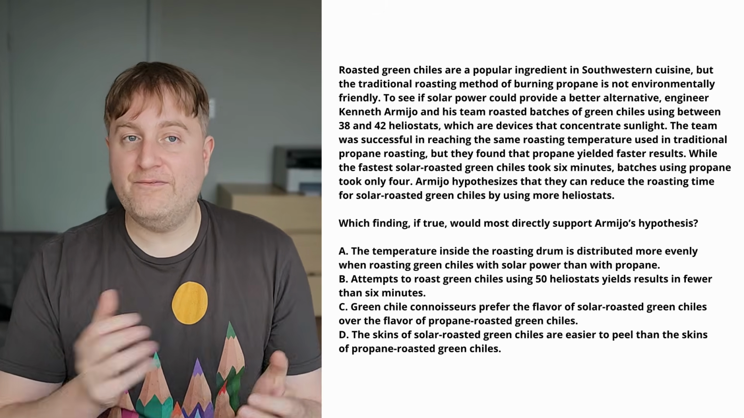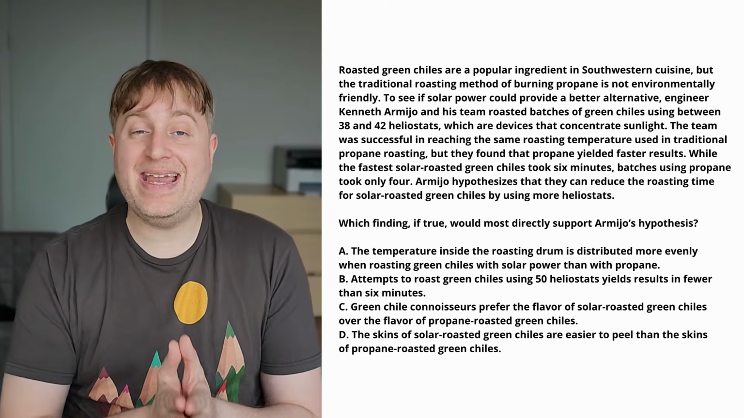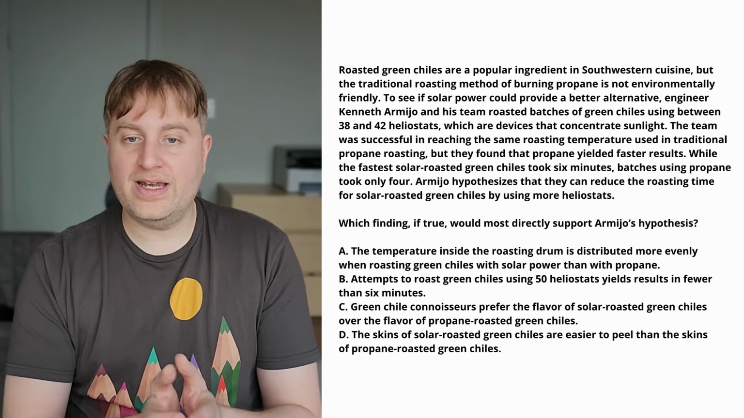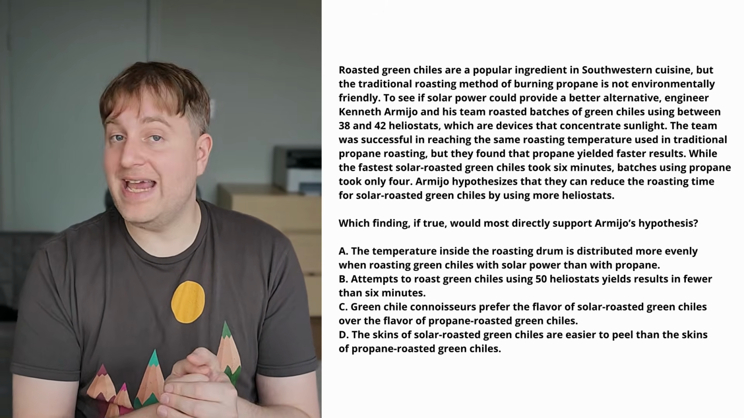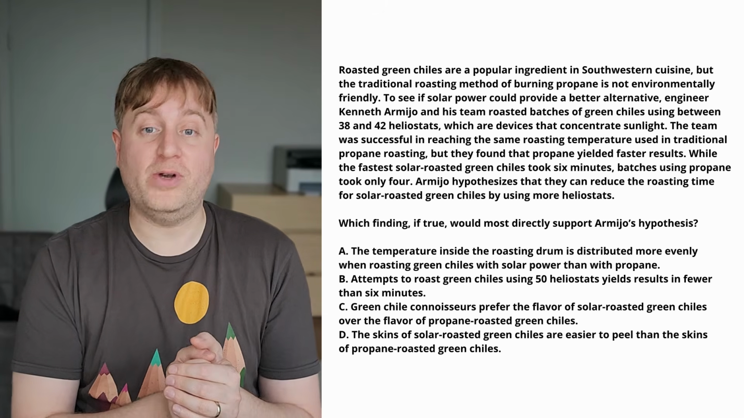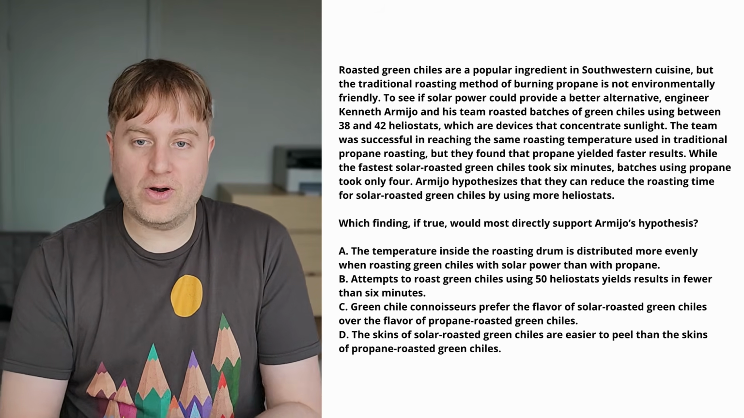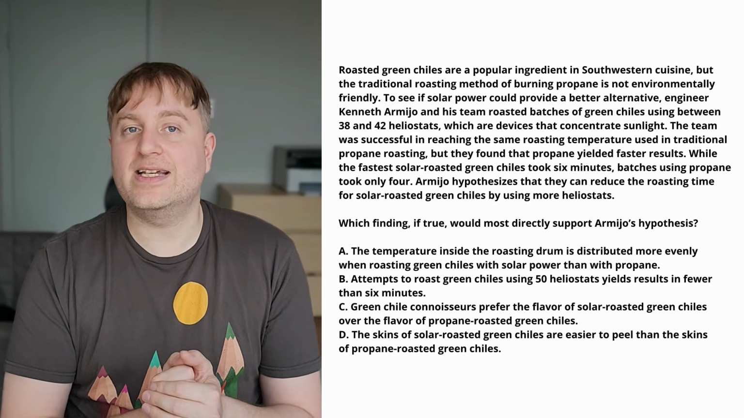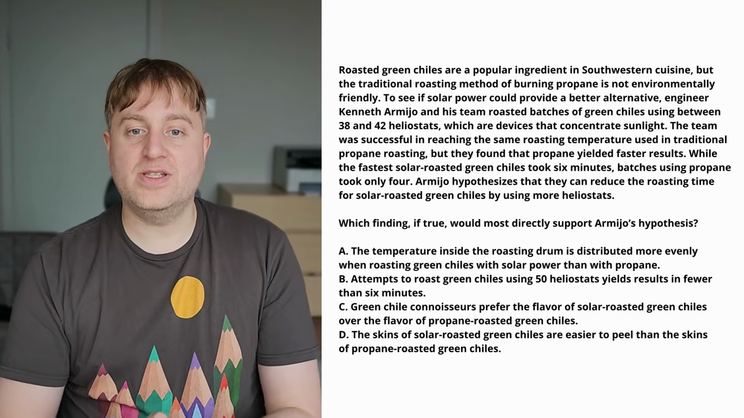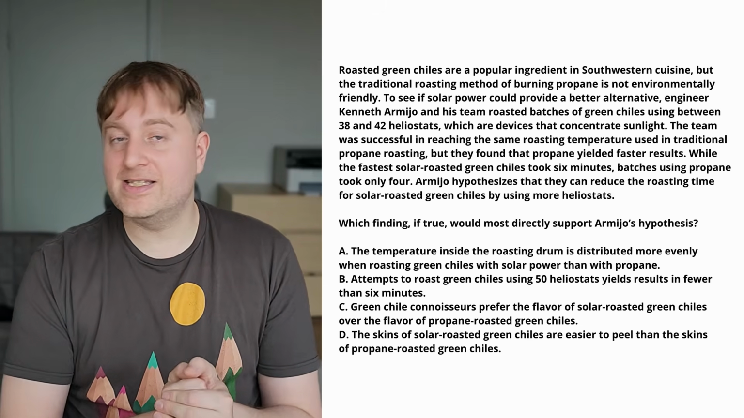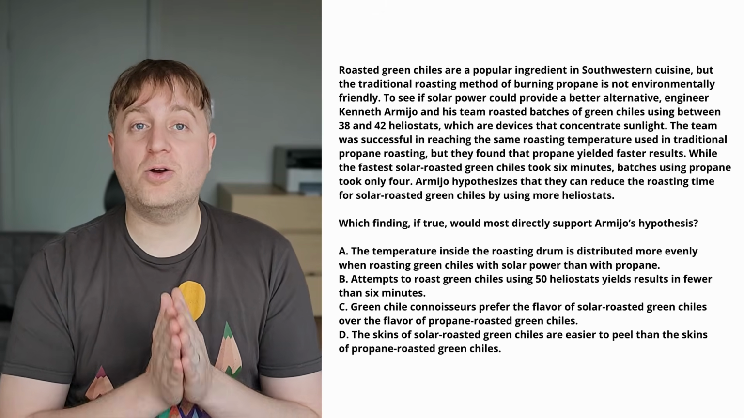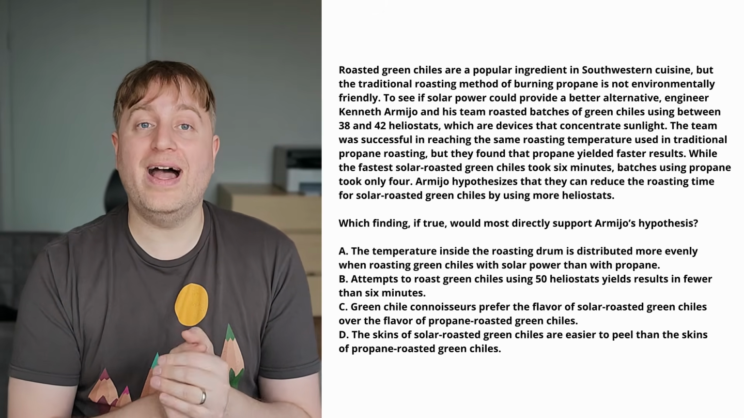Now, more and faster are relative terms, so we may need to know information that comes earlier in the text. We see before that he used up to 42 heliostats, and so more would be more than 42. And we see that before it took 6 minutes, and so a faster roasting time would be less than 6 minutes. So anything that shows that more than 42 heliostats can lead to a roasting time of less than 4 minutes could be correct answer because it would support the hypothesis.